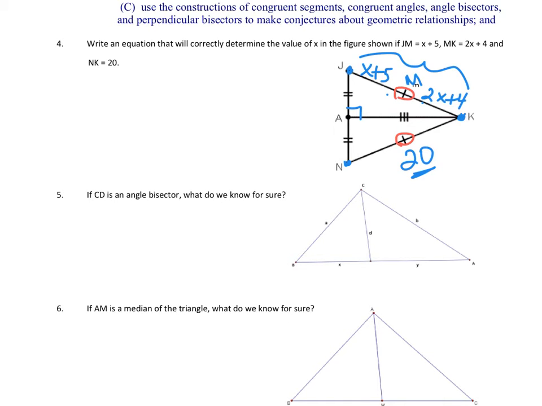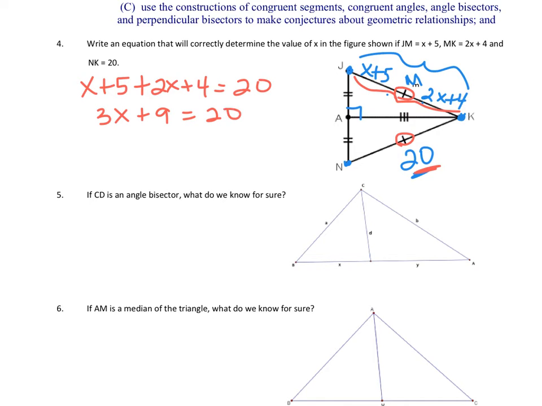So let's go ahead and add these two together and set it equal to 20. We don't know that's a midpoint, so we don't necessarily want to set them equal to each other. So x plus 5 plus 2x plus 4 is 20. Combine like terms, 3x plus 9 equals 20. Minus 9 is 11. And we were finding the value of x, so we were done there.